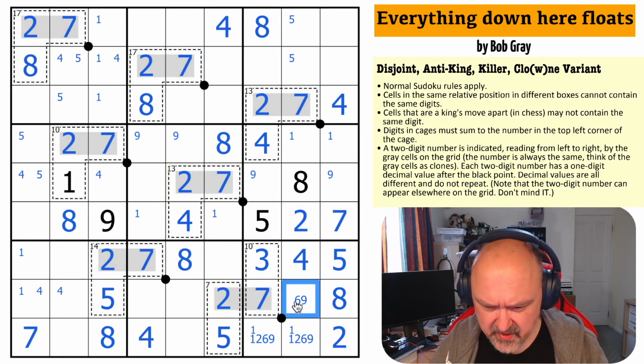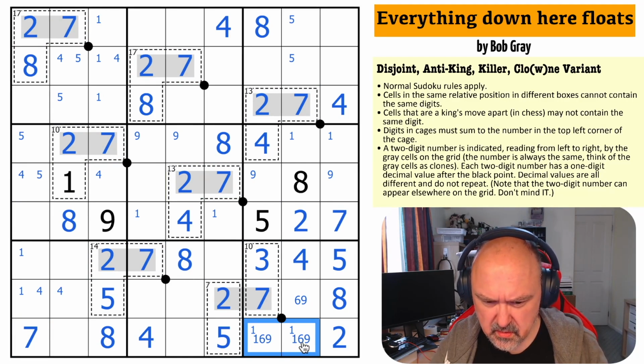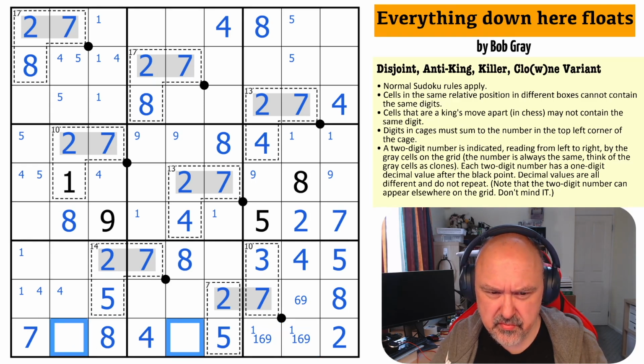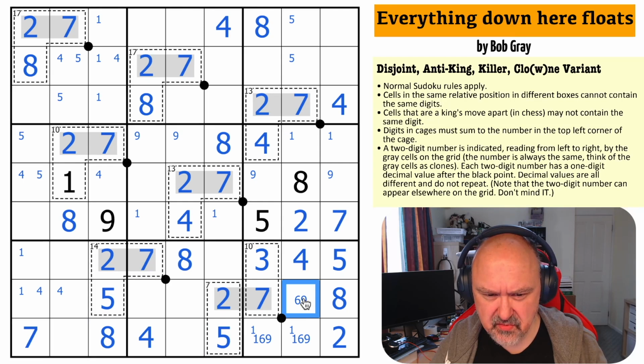This is not a two anymore. These are not two. I can still keep the one. There's a three in one of those, but I don't have. So this is a six or a nine.